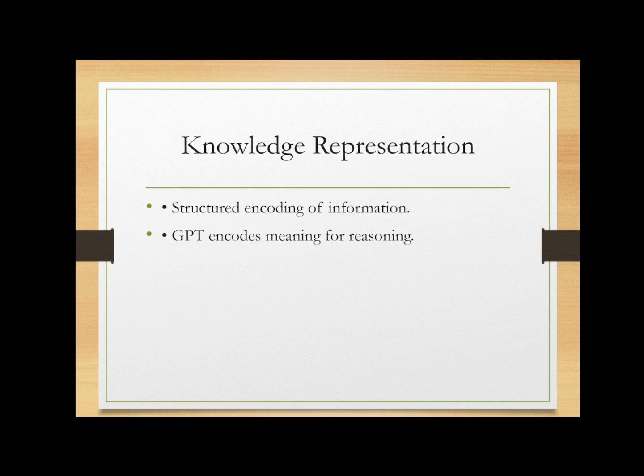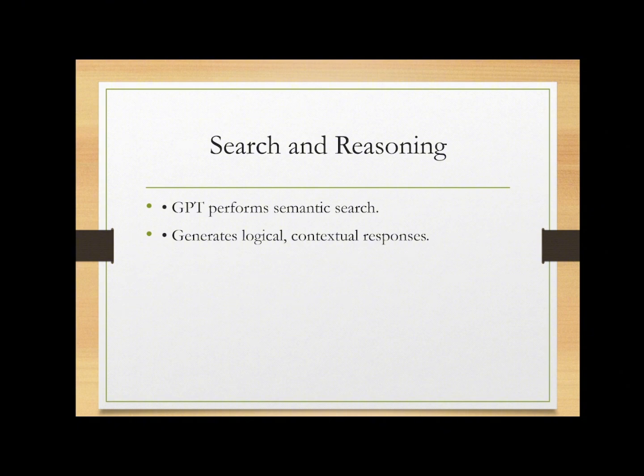Knowledge representation. In AI, knowledge representation means storing information in a way that a computer can use for reasoning. Models like GPT use transformer architecture, which represents information as numerical embeddings that capture context and meaning. The assistant uses reasoning by analyzing the input prompt and searching within its learned patterns to generate logical responses. This process mimics how humans think through problems before answering.